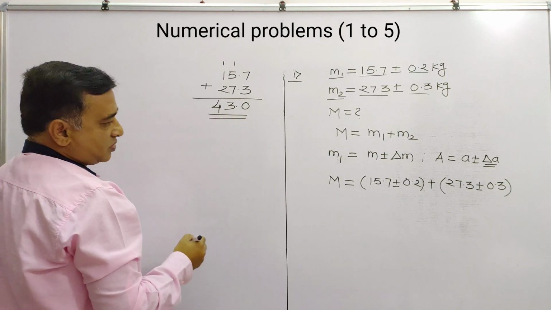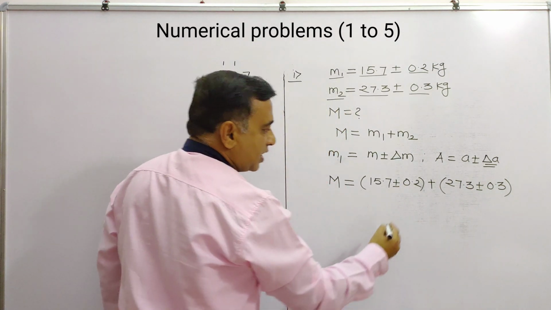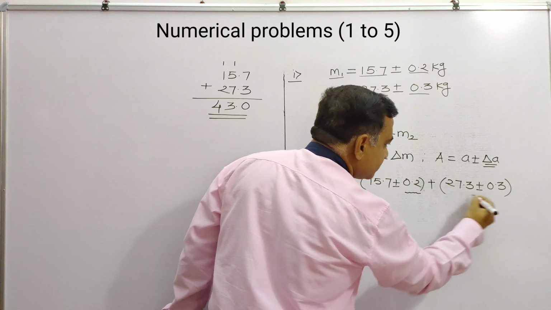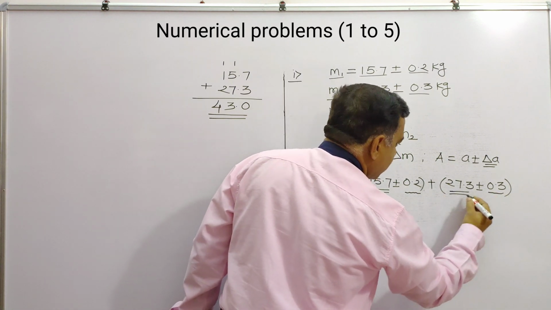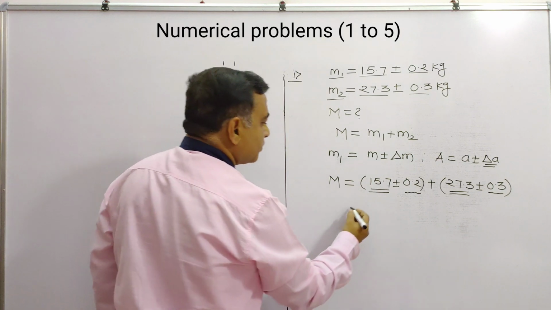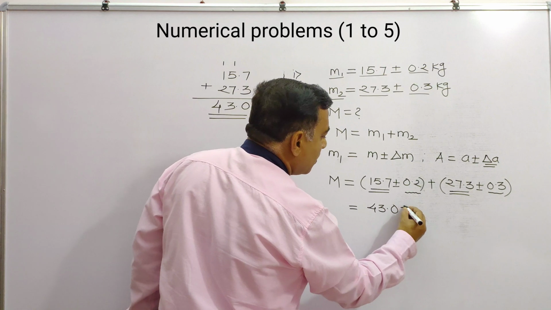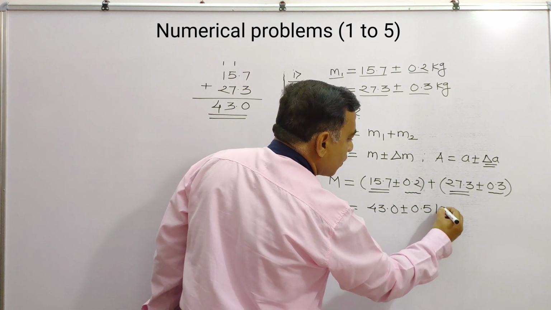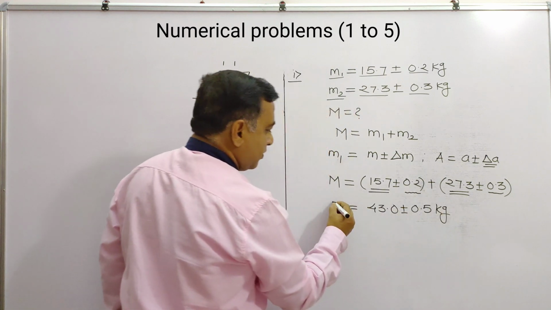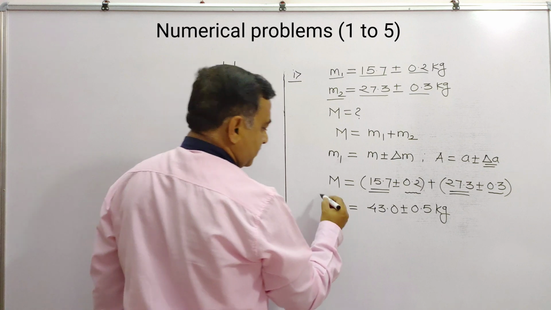What about the errors? Very simple, 0.2 plus 0.3. Separately, the error is added, and the 15.7 and 27.3, the actual values, are added separately. So the answer is 43.0 plus or minus 0.5 kilogram. This is the error which is expected in the total mass. This is your answer.